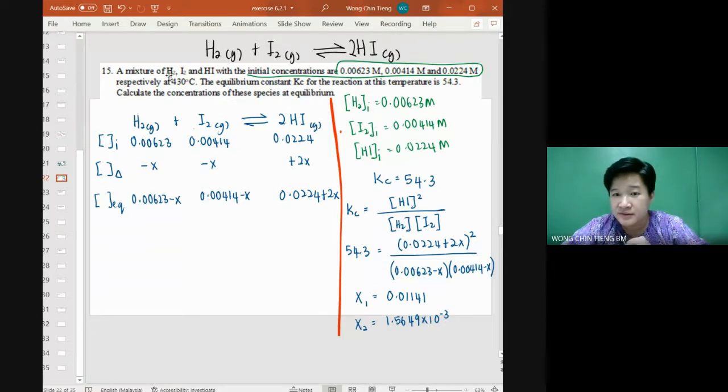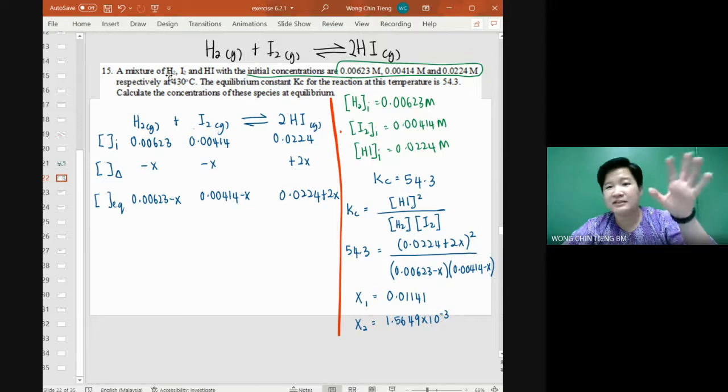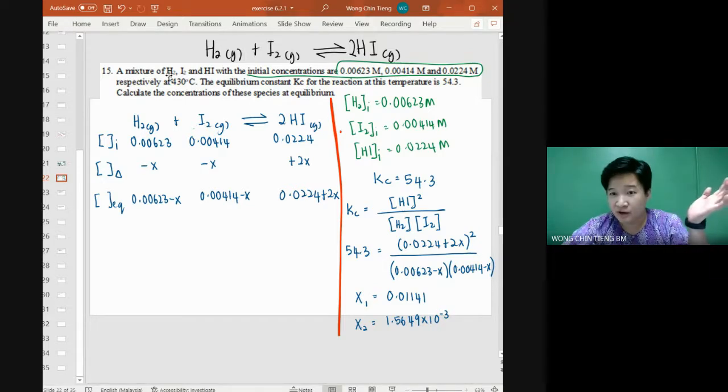And therefore, your x should be only one single value. Betul? Kalau x value yang kamu dapat adalah satu positif, satu negatif, life is easy. Kita ambil yang positif. Sebab tu saya bincang soalan ni. Kalau soalan positif, negatif senang, tak payah tengok yang negatif, ambil yang positif. Alright, when you do quadratic, sometimes you have positive, negative.